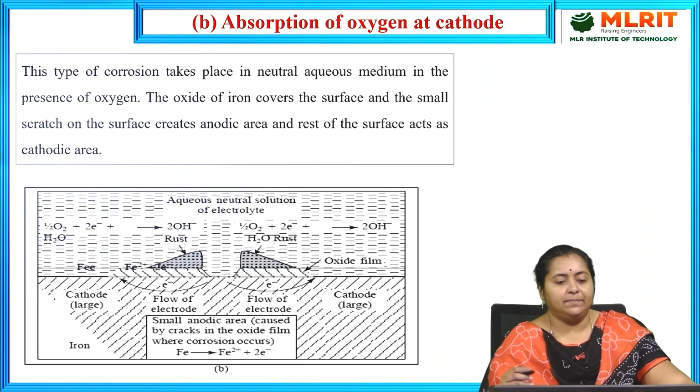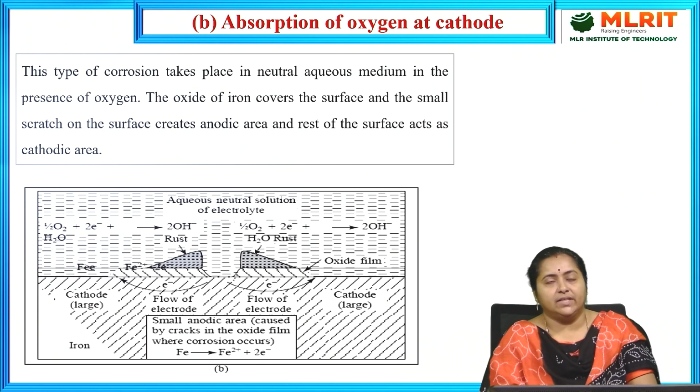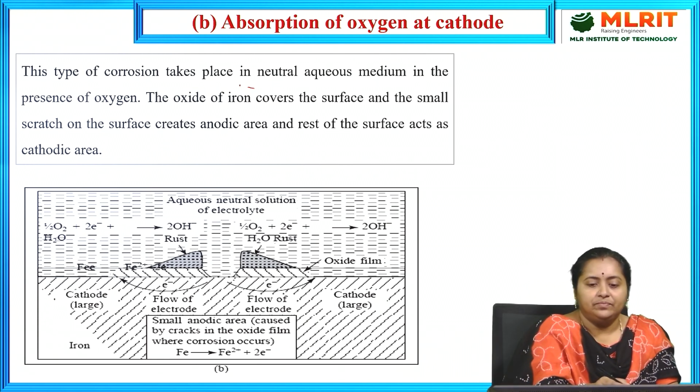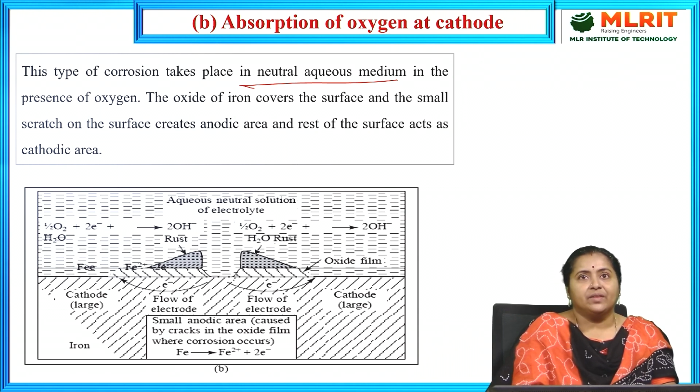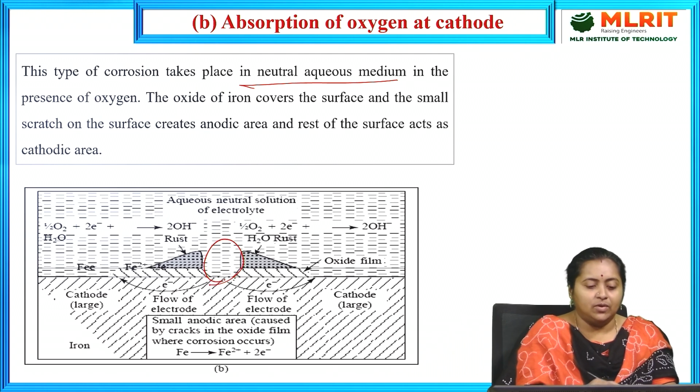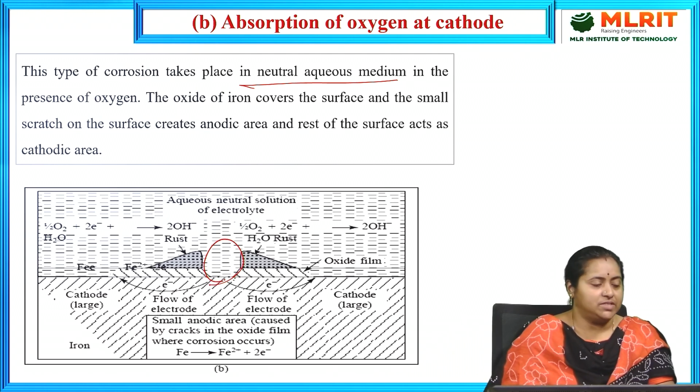Coming to the second type of approach, that means the cathode reaction takes place due to absorption of oxygen. This is possible if the medium is an aqueous neutral solution. If such a medium is present, then the cathode reaction proceeds via absorption of oxygen. For this, I am going to consider a block of iron which has a small crack or pore on the surface of the metal. This is the small pore or crack that we are going to imagine.